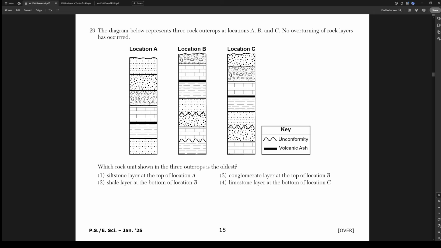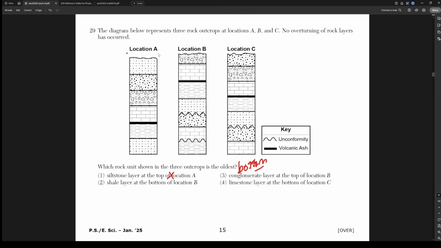Oh, 29. Okay. We've got a little sequencing thing happening here. Let's see if we can figure it out. Which rock unit shown in the 3 outcrops is the oldest? So the oldest is always on the bottom. So first of all, we want the bottommost ones. So let's say siltstone layer at the top of location A. So that's most likely wrong.